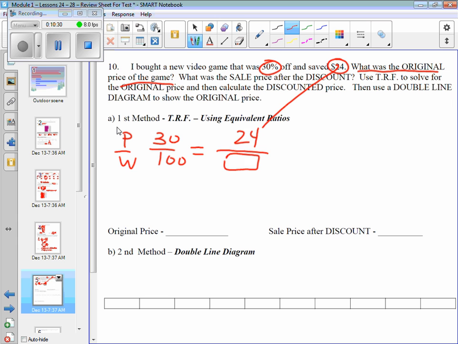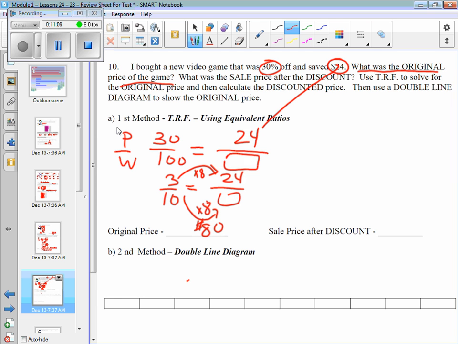So what do you have to reduce 30 over 100 to? Leah? 3 over 10. That will now help us to see what to multiply by to get from here to here, which is, shout it out, times 8. Don't forget that number. It's going to come in handy down here, as you'll see. And you wind up getting an original price of $80. Good. All right. Sale price after the discount. What do you have to do to figure that out?